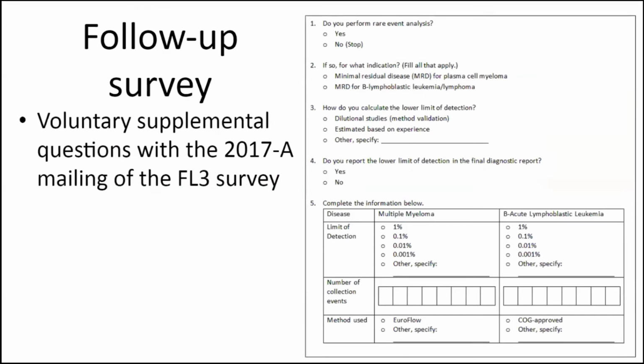So now that we've chosen which disease to look into, the committee sent out another voluntary survey with the A mailing of the 2017 FL3 survey. The questions that were asked included, do you perform rare event analysis or MRD testing? If so, for what? The next 2 questions are targeted specifically towards compliance with the 2 new checklist items. How do you calculate the lower limit of detection, and do you report it in the final report? And then finally, the lower limit of detection, the typical number of collected events, and the method used were queried for both myeloma and B-ALL.